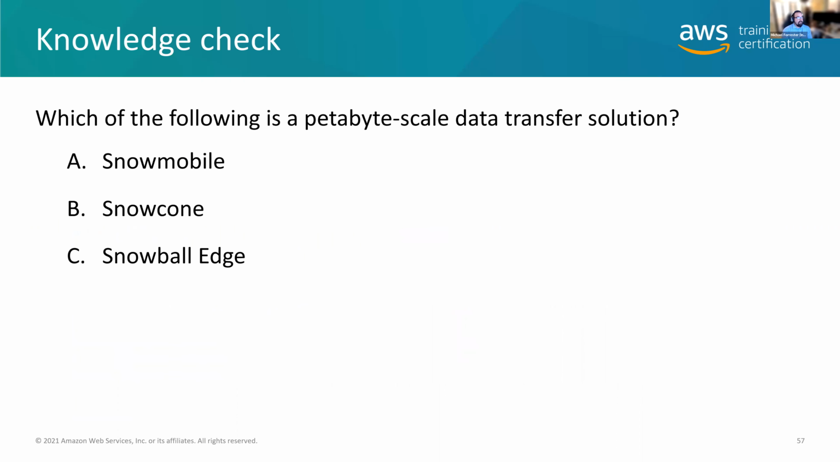Okay, let's do a little knowledge check. According to Amazon, which of these is a petabyte scale data transfer solution? No, I said petabyte scale, not exabyte scale. Petabyte scale. That's why I said according to Amazon, not according to Forrester. We know what the reality is, that the Snowmobile can transfer 100 petabytes, right? But according to Amazon, that's an exabyte scale device because it can do 100 petabytes. Why? I seriously don't know. But the answer they're looking for is Snowball Edge.